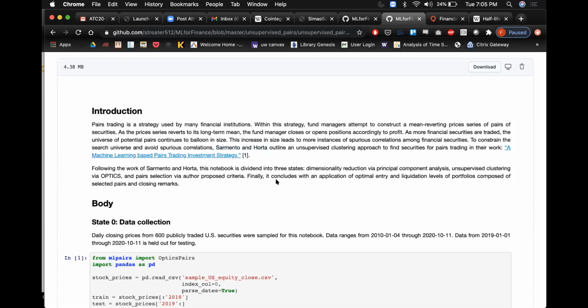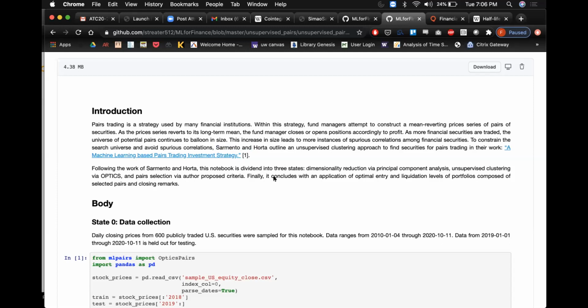use a machine learning approach to find pairs. As the number of financial instruments increases, if you have 600 securities, choose two, that's 180,000 different pairs of securities that are potential pairs for pairs trading. But odds are, out of 180,000 pairs, there are going to be some spurious correlations and things that are just data mined. So these two authors use principal component analysis and then OPTICS clustering to reduce the number of potential pairs to find securities for pairs trading.